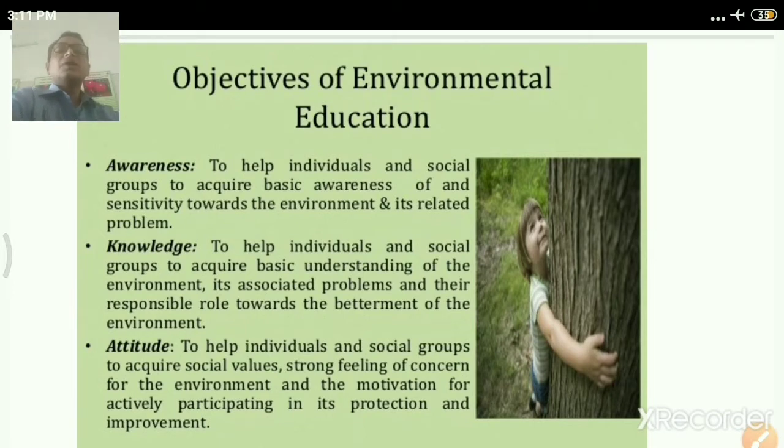So for this course, the main objectives are awareness, knowledge and attitude. At the end of this semester, definitely we'll get awareness regarding basic knowledge about the environment and our sensitivity towards the environment and its related problems. You will also have added knowledge that will help individuals and social groups to acquire a basic understanding of the environment, what the environment consists of, and what the problems associated with this environment are. And lastly, the most important point is attitude towards the environment, that it also gives an added advantage for changing our attitude towards this environment.